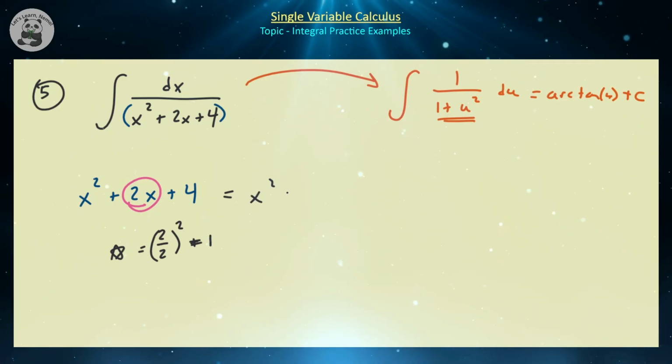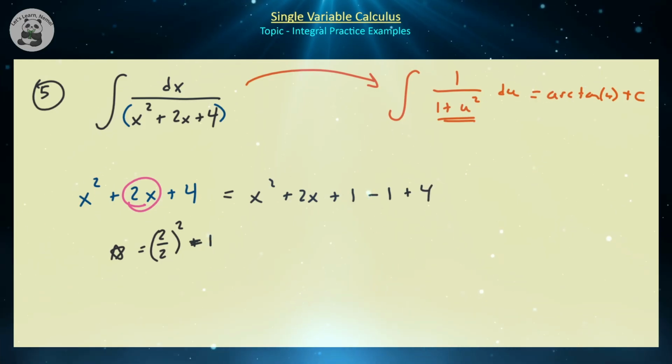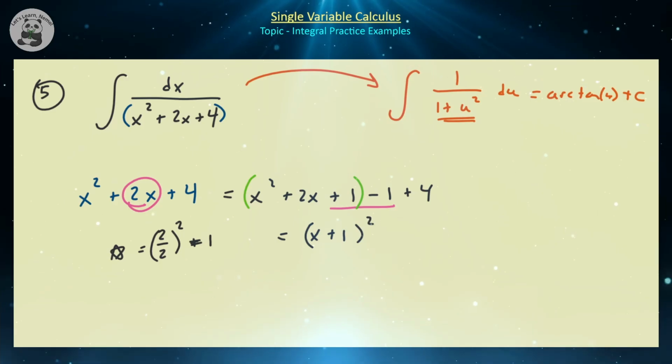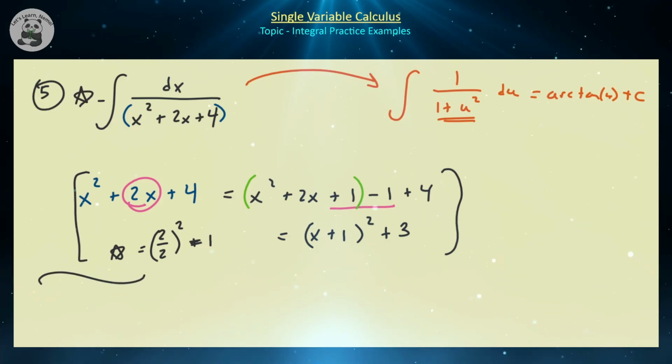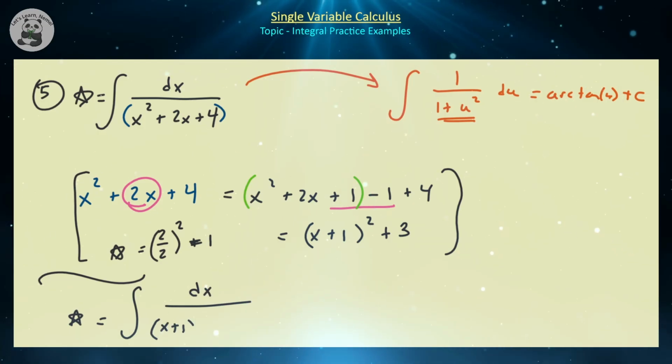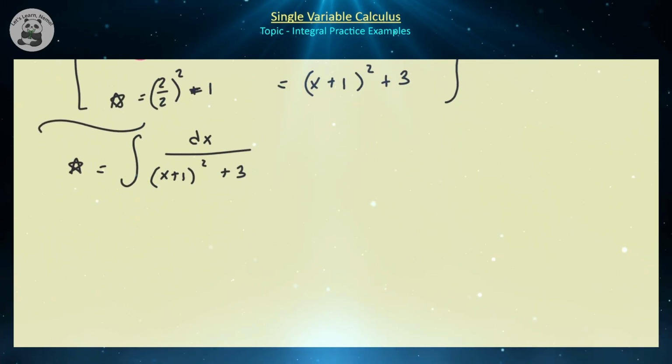So I'm going to have x squared plus 2x, and then plus 1 minus 1 plus 4. So I'm just introducing this plus 1 minus 1 here, but what I'm going to do is group these first two terms. So when I do that, I'm going to have x plus 1, the quantity squared, plus 4 minus 1, which is going to be equal to 3. So when I have done this, our integral, which I'm just going to call star, is now the integral of dx all over x plus 1 squared plus 3. Which is a little bit nicer to look at.